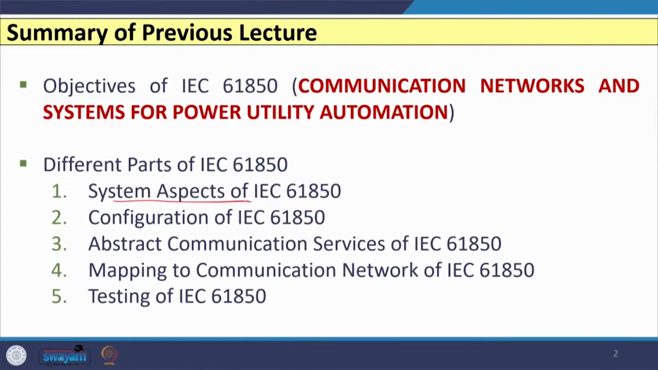basically 5 parts, starting from system aspects of IEC 61850, configuration of IEC 61850, abstract communication services of IEC 61850, then mapping to communication network, and finally the conformance, that is testing of IEC 61850. And we have discussed that for each of these 5 parts there are several parts also available, say part 1, part 2, part 3, like that, and we have discussed this in detail in the earlier lecture.